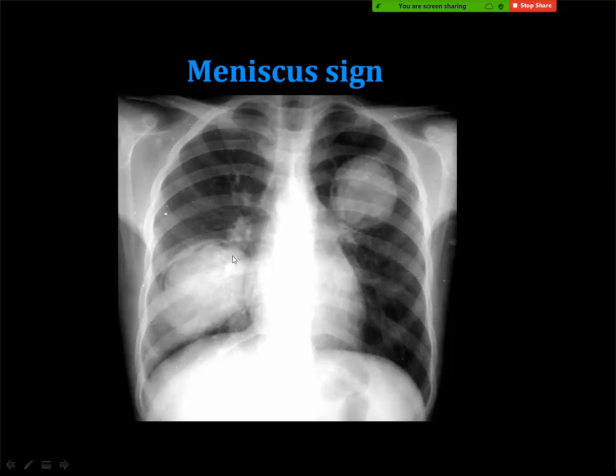And this is the halo sign, where you see air in the wall of the lesion. This is very important. If you see this, and you diagnose this as metastasis, you made a very big mistake. Then you should look carefully for the masses in the lung. If you see air in the wall, which is known as the halo sign or the meniscus sign, which is one of the pathognomonic features of hydatid cyst.